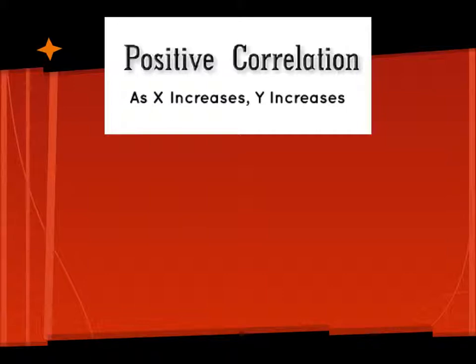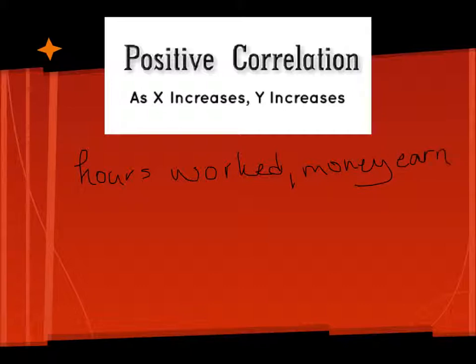We're going to write down some examples under this tab. So under your information about positive correlation, an example of a scatter plot in the real world that would have a positive correlation would be the hours you work and the money you earn. As you work more hours, you're going to earn more money. So as your x values increase, so do your y values.